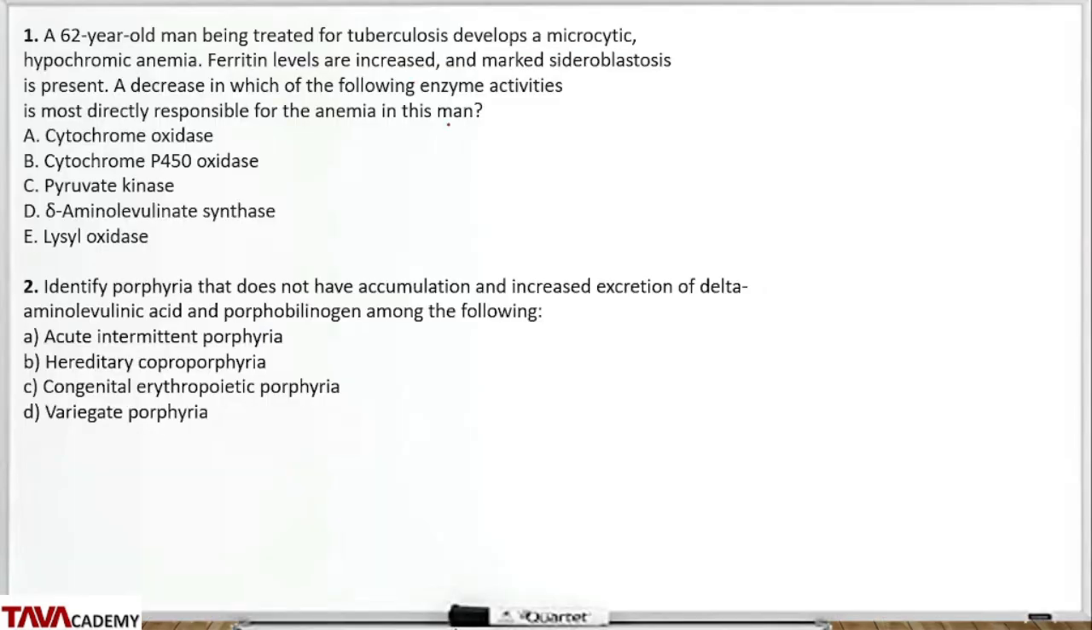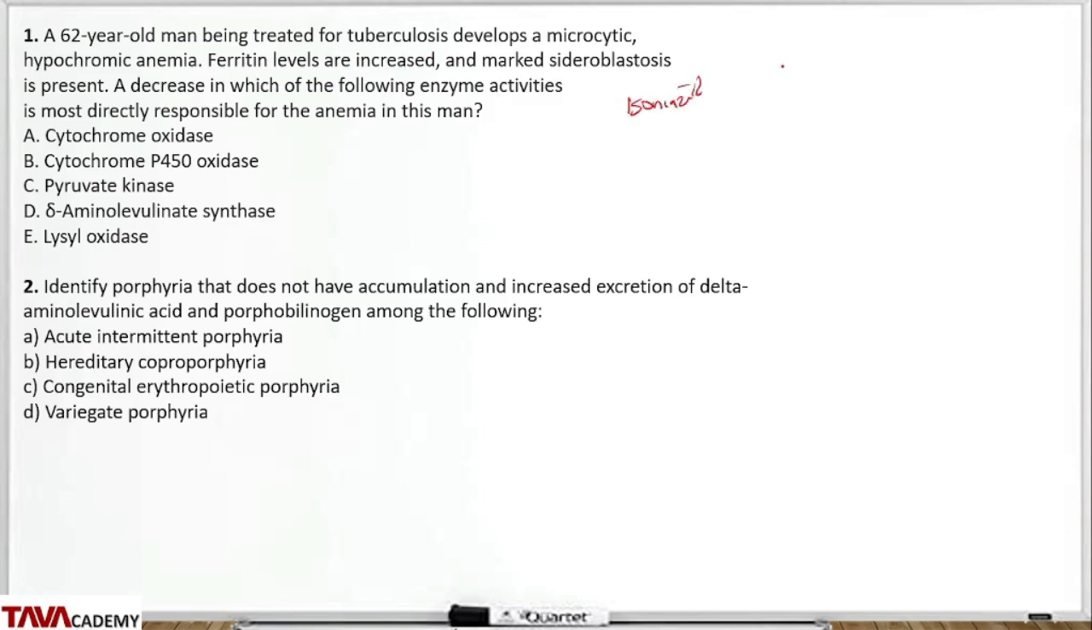So question 1 says, a 62-year-old man being treated for tuberculosis develops a microcytic hypochromic anemia. Ferritin levels are increased and marked sideroblastosis is present. A decrease in which of the following enzyme activity is most directly responsible for the anemia in this man? Since the man is being treated for tuberculosis, the drug likely being used is going to be isoniazid.